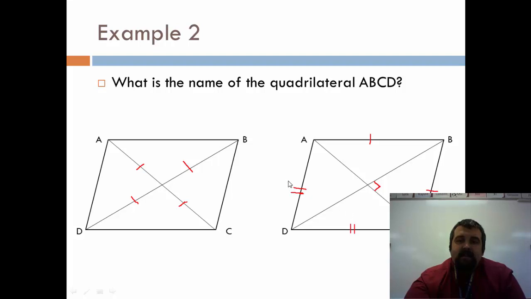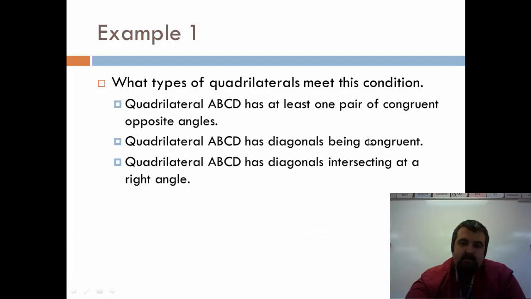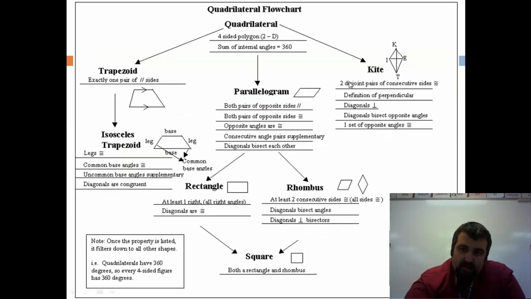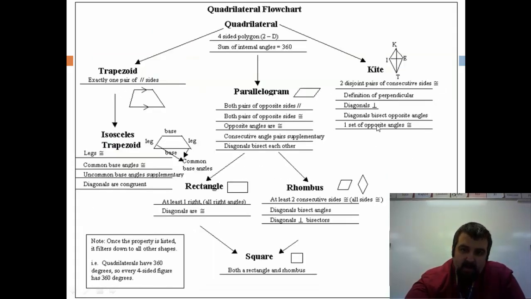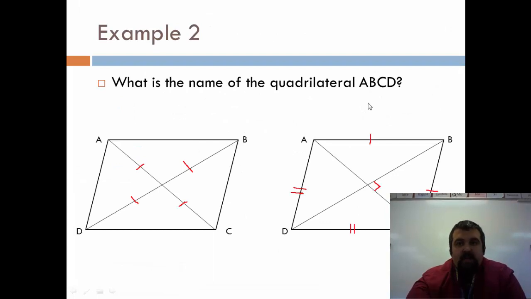The next one here: two pairs of adjacent or consecutive sides are congruent. Two disjoint pairs of consecutive sides being congruent. Okay, I'm thinking kite. Diagonal is perpendicular. So the right shape here is a kite because two pairs of consecutive sides are congruent. Here, this is a rectangle because diagonals bisect each other and the diagonals are congruent.